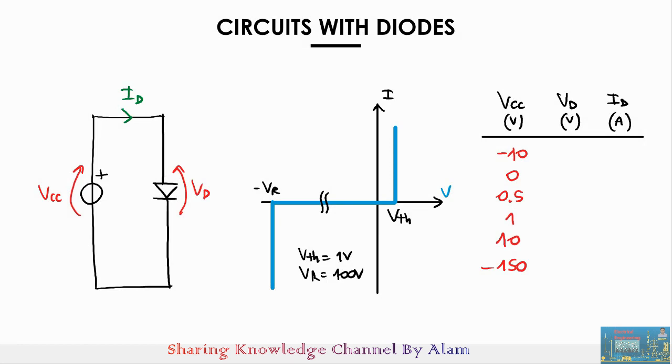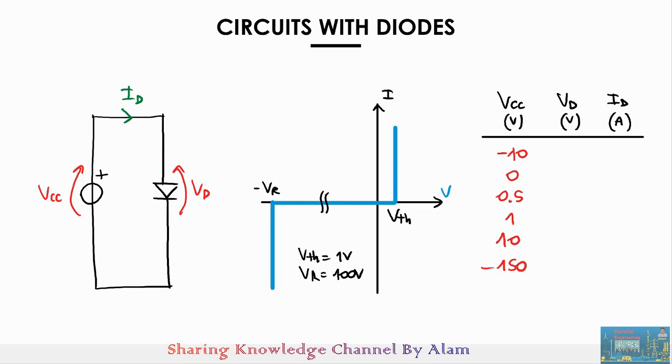Let's look at one example. On the left, you can see what looks like the simplest possible circuit with diodes, a voltage source, like a battery for example, connected to a diode. I indicated the voltage of the voltage source as VCC. This is quite common. And then I indicated the voltage on the diode as VD, and then we have, of course, the current through the diode that I call ID. We will see how this circuit is really not that trivial at all.